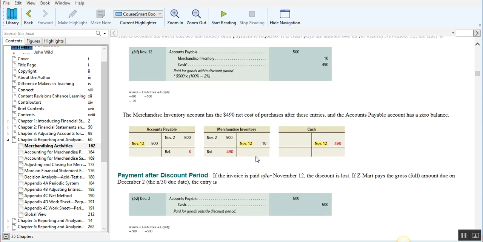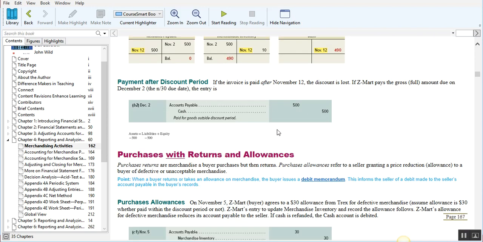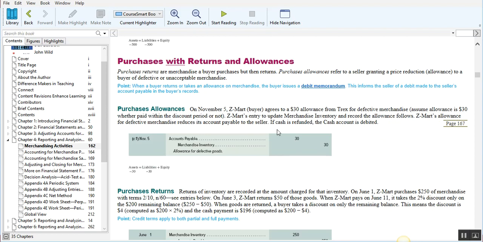The T accounts would look like this if we were using a T account analysis. And if we just paid after the discount period and during the credit period, our payment would look like this: debit to accounts payable, credit to cash. Now, there are going to be times when we purchase, we'll have returns and allowances. That's not going to be unheard of.